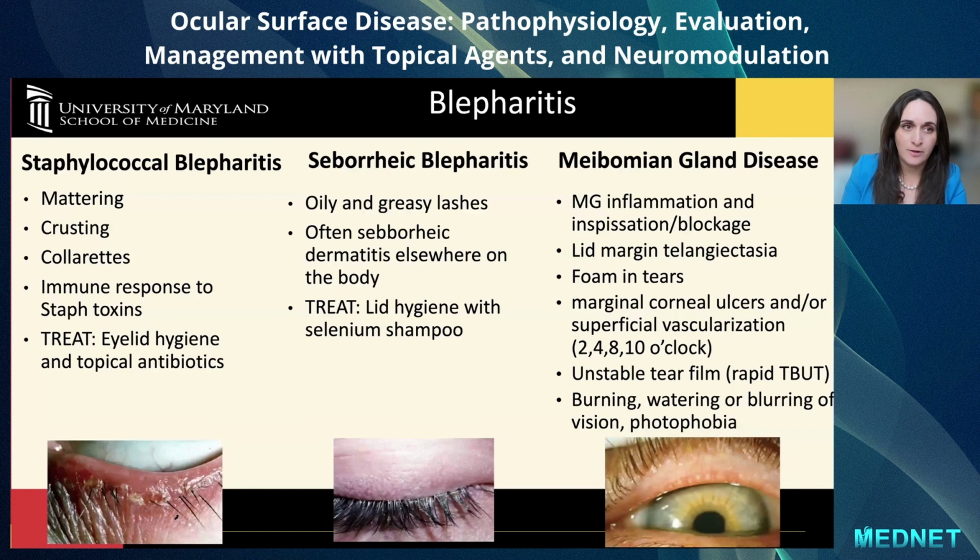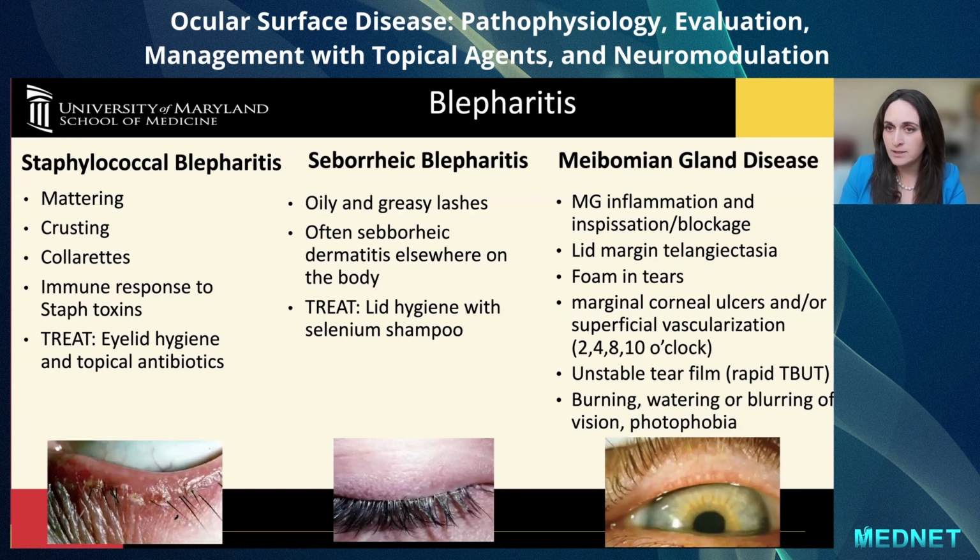So just to look at it one other way, with staphylococcal blepharitis, you can have crusting or collarettes, and you want to treat these patients with eyelid hygiene and topical antibiotics. Then with seborrheic blepharitis, you see more of an oily or greasiness to the lashes, and you want to think about whether or not these patients have seborrheic dermatitis elsewhere on their body. This is treated like seborrheic dermatitis, where you use lid hygiene specifically with selenium shampoo.